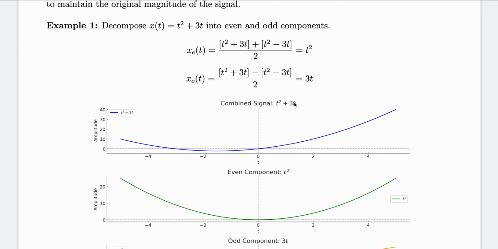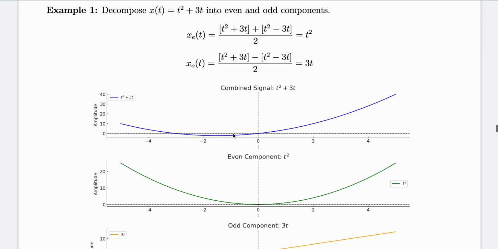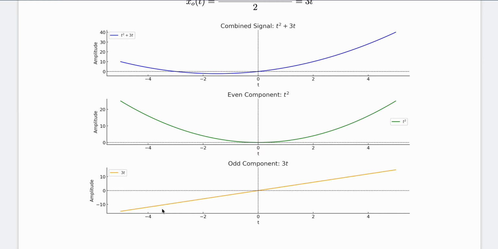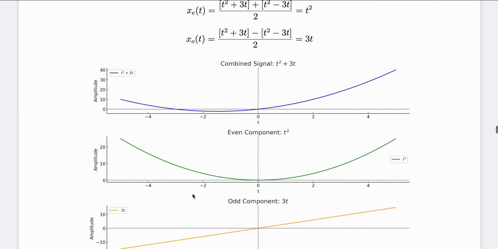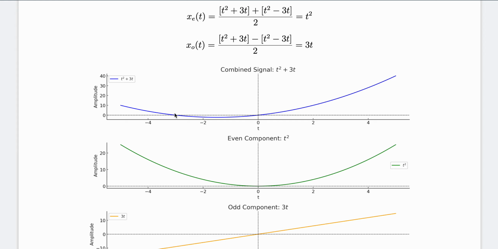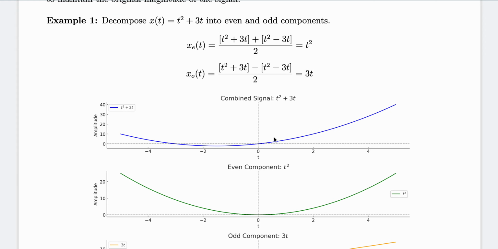Cool. This should match your intuition, and maybe we might not have even had to plug these into the equations that we developed, because it's almost obvious, right? It's just a polynomial, so we can see the individual terms that are even and odd, but it's good that our expressions match what the intuition is. And if we think about this graphically, we have this t squared component, which is the even signal, and then we have this 3t component, which is the odd component, and when you add them up graphically, you get this combined signal t squared plus 3t, which is the exact same as the original signal.